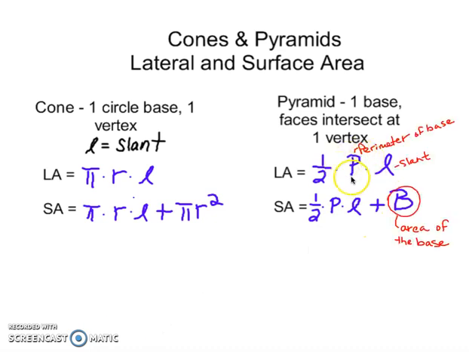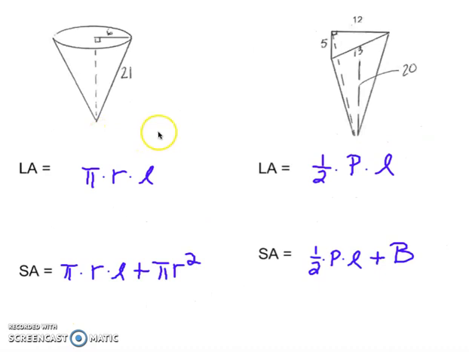So I just added a couple notes on here. This capital P is for perimeter of the base. The lowercase l again is for the slant, and then this capital B is the area of the base. So depending on what the shape is would determine how we figure that area of the base out. Here are our first couple of examples to work with.